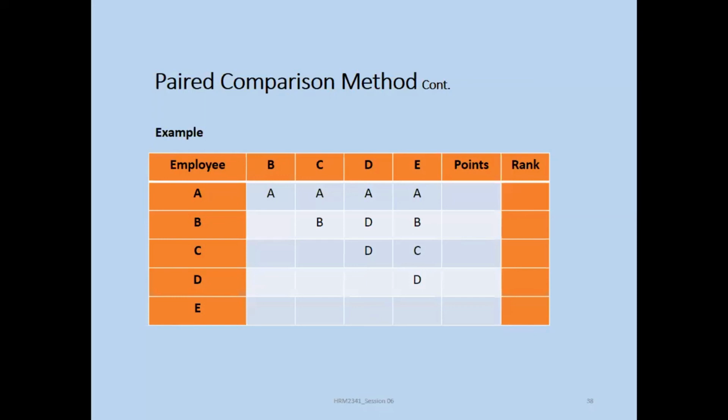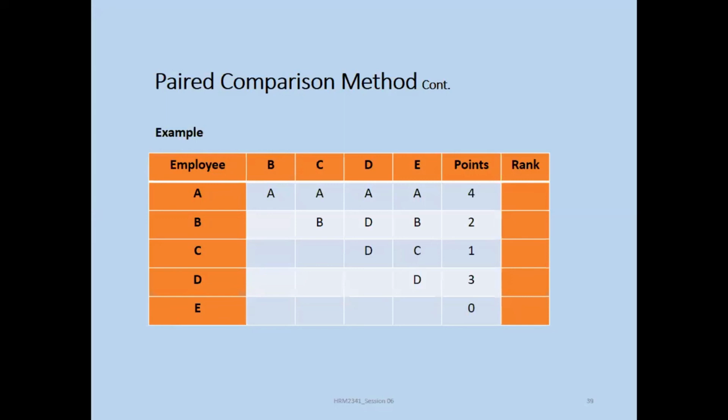Out of this comparison, how many times does each employee's name appear in this chart? Each appearance is equal to 1 point. We can calculate the total points. Name A appears in all these options, 4 times.